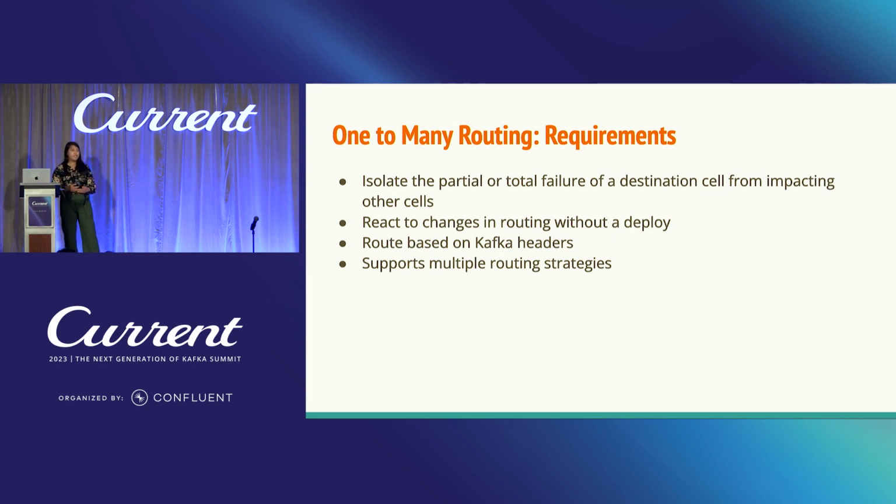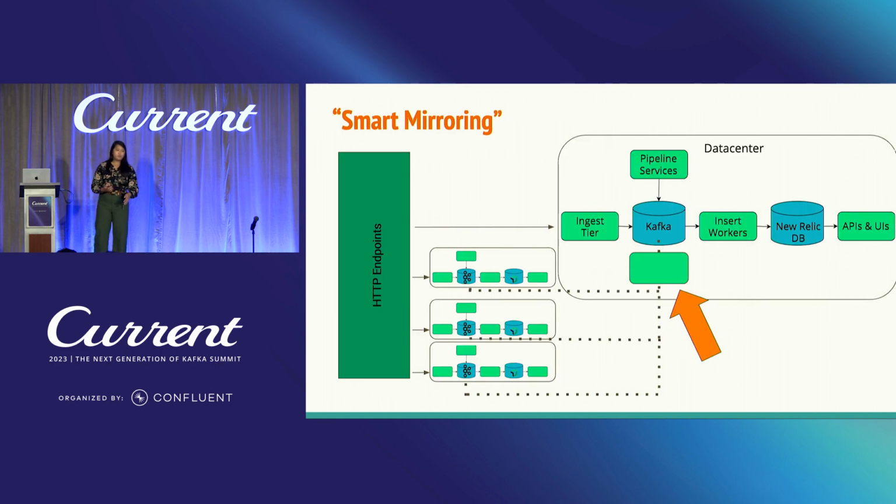And then this final one, being able to support multiple routing strategies. We have a lot of different topics at New Relic, a lot of different services. They need to be sending that data in, of course, different ways. So we should be able to support a particular routing strategy for one topic and a different one for another topic. So what we decided to do was create some sort of smart mirror, something that would consume a particular Kafka topic in the data center, make a decision on each message, and then produce that message to a particular Kafka cluster associated with one of our cells.